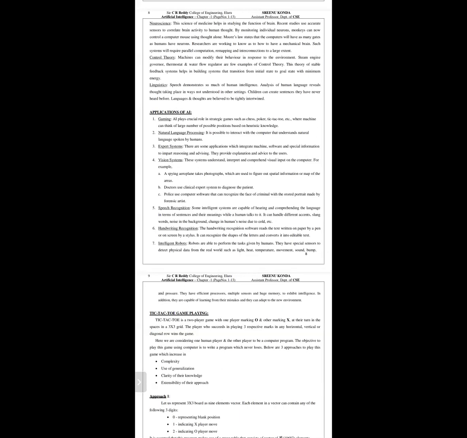Next one, third one is police use computer software that can recognize the face of the criminal with the stored portrait made by a forensic artist.